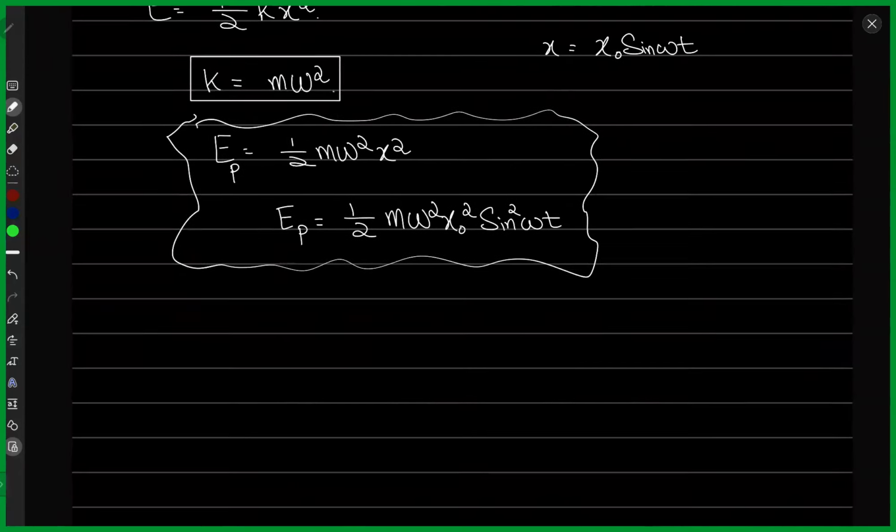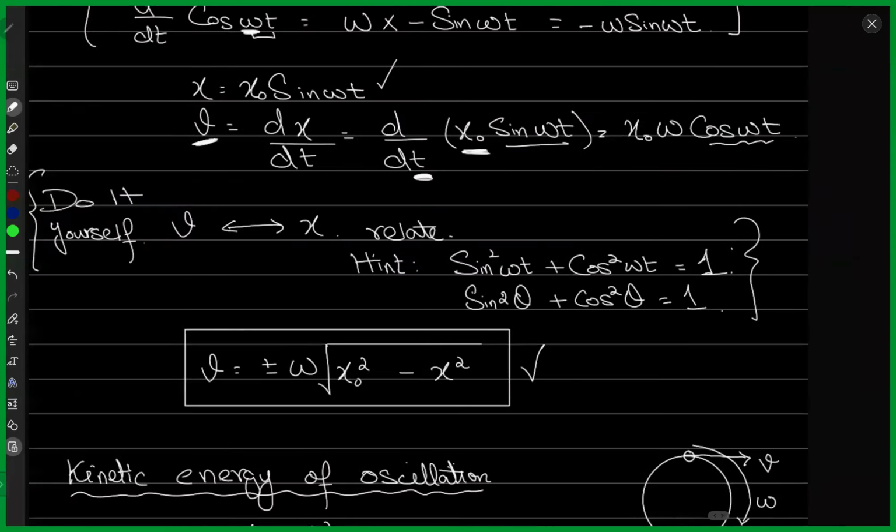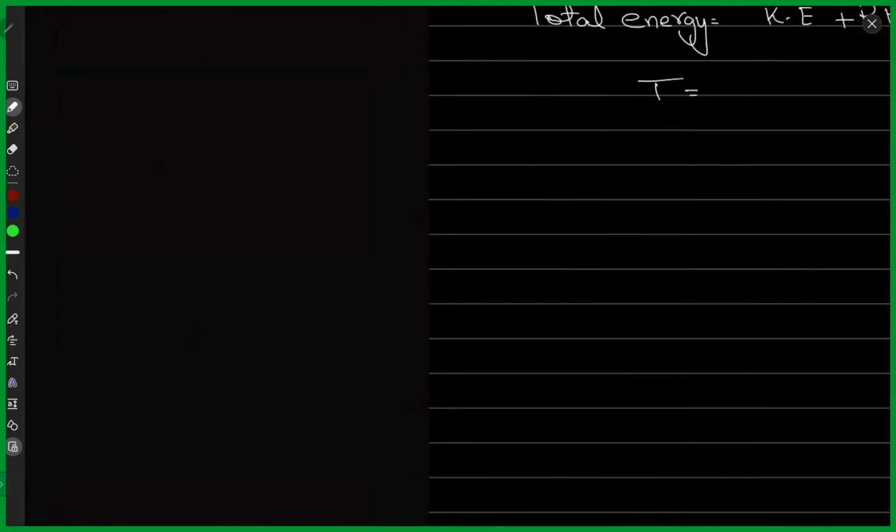So this is the potential energy. Then the total energy of the system is simply the sum of the two, right? Total energy is kinetic energy plus potential energy. So that means the total energy T would be kinetic energy, as we saw, which is half m omega squared times x naught squared minus x squared, right?